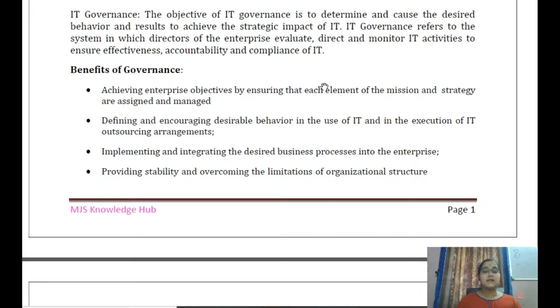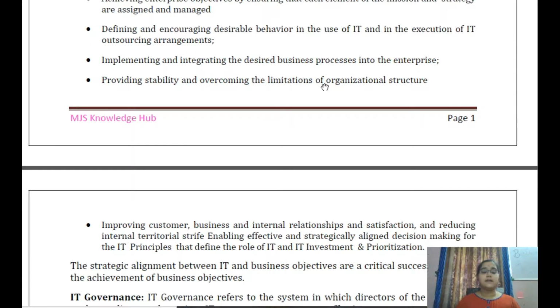Then implementing and integrating desired business processes. We know that to achieve this we must do this process, and we can implement it very easily. Then it provides stability for overcoming the limitations of the organization structure. Then it helps in improving customer business relationship and also reduces internal territorial strife. Means the negativity among the employees will reduce, and it will strategically align and help in aligning the decisions based upon the IT principles, and also define the IT and IT investment prioritization.